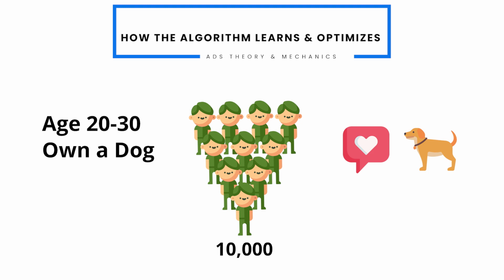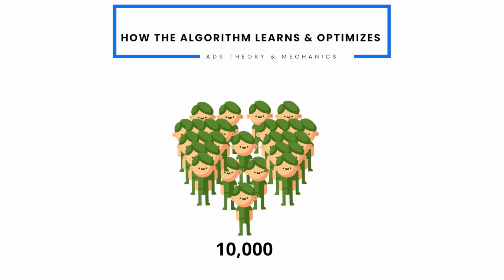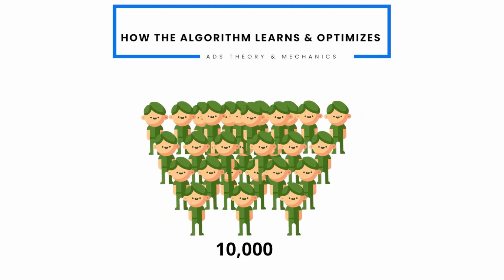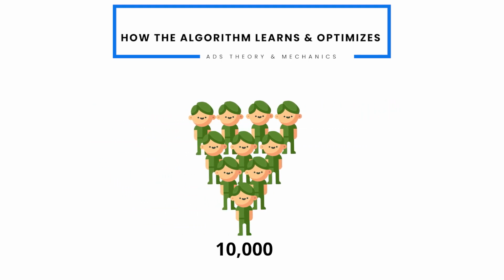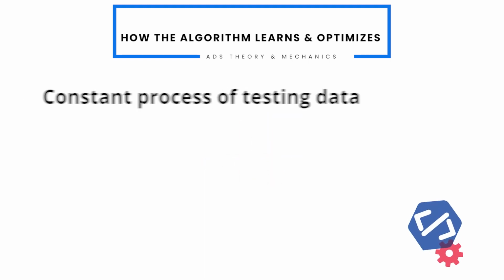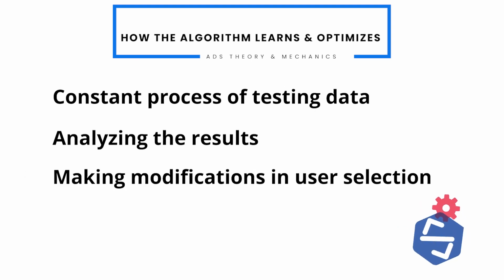Now once this larger audience has seen your advertisement, the algorithm will once again evaluate performance. If this new audience of 10,000 did well, it will continue to try to expand the bucket in the same manner as before. But if this expanded audience doesn't do too well, it will go back and try to find a new subset in the bucket to work with, and go through the same expansion process over and over again. And in a nutshell, this is how the Facebook ads machine learning algorithm optimizes. It's a constant process of testing data, analyzing results, and making modifications in user selection accordingly.